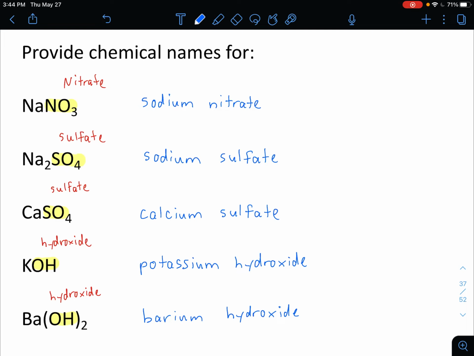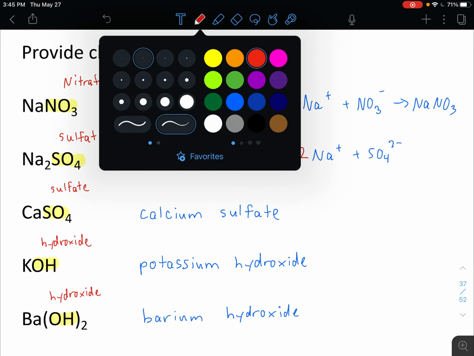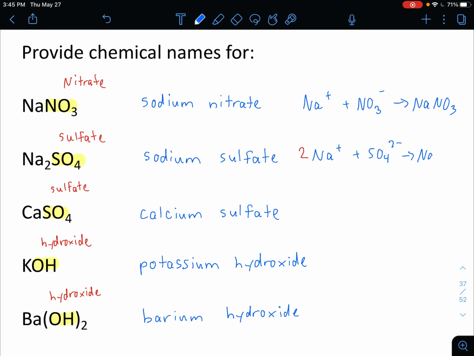So, of course, you wouldn't be able to do this naming if you didn't know the charges on these. So, if we follow what we were doing before, Na plus and NO3 minus come together as NaNO3. Na plus and SO4 2 minus, then I need a 2 in front of the sodium to make that work, as Na2SO4. Okay, I think you get the idea there.